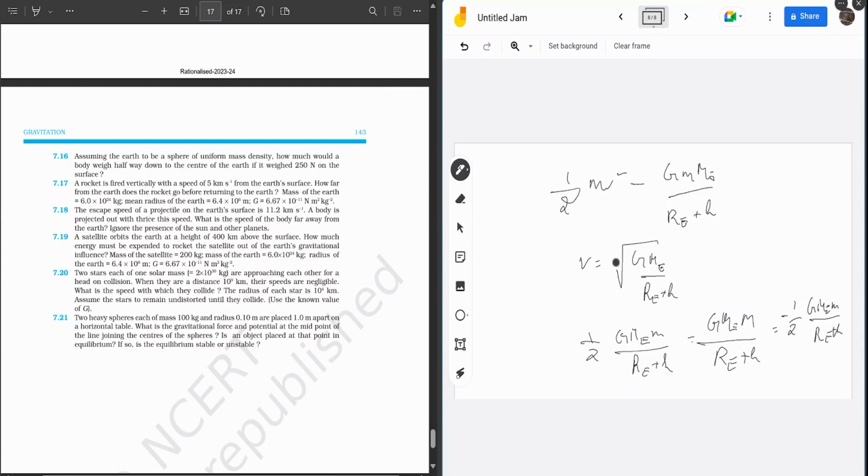If such a question comes in exams where you know the potential energy and you have to calculate the kinetic energy or total energy, we know that kinetic energy, potential energy and total energy are in the ratio 1 : -2 : -1. Use this ratio. Doing the calculation is just a waste of time. Okay.